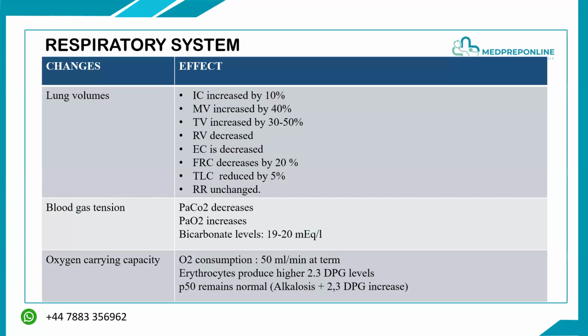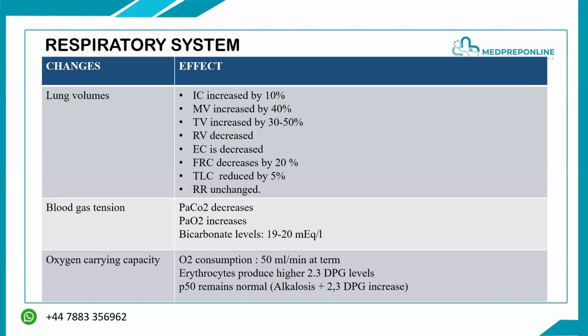Inspiratory capacity is increased. The minute ventilation is increased by around 40%, and the tidal volume is increased by 30 to 50%. A common mnemonic to remember is I see movie in a TV. And what decreases are the residual volume and the expiratory capacity, because of which the expiratory reserve volume and capacity are both decreased, as well as the residual capacity and the total lung capacity. So all of these will decrease.